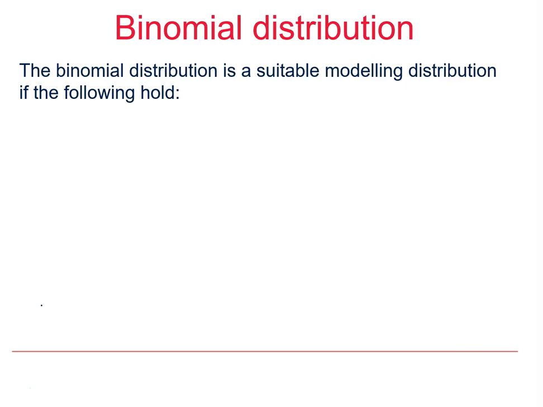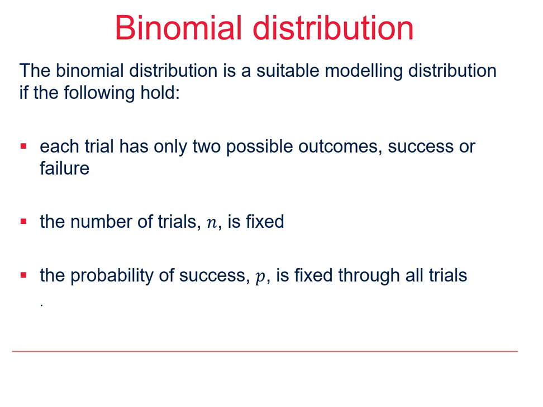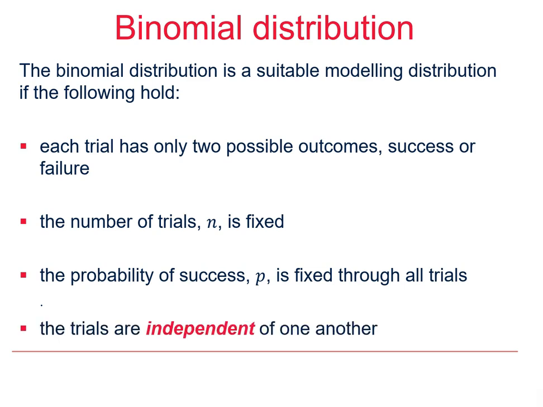And you should recall the conditions for a binomial distribution to be used as a suitable model. Each trial must be able to have only two possible outcomes, and we call those success or failure because one must be the opposite event to the other. The number of trials involved, n, must be fixed. The probability of success, p, must be constant for each trial, and the trials must be independent of each other.